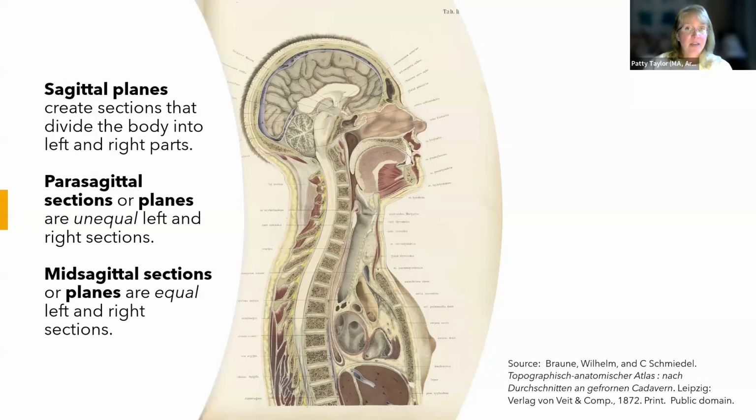And then finally, sagittal sections create a left or right viewpoint. If it's mid-sagittal, it's equal. If it's parasagittal, it's unequal left and right sections. This particular picture might in fact be a mid-sagittal section because it looks like we're looking at half of the human body. Perhaps this is drawn right down the midline, dividing the body into equal left and right portions.